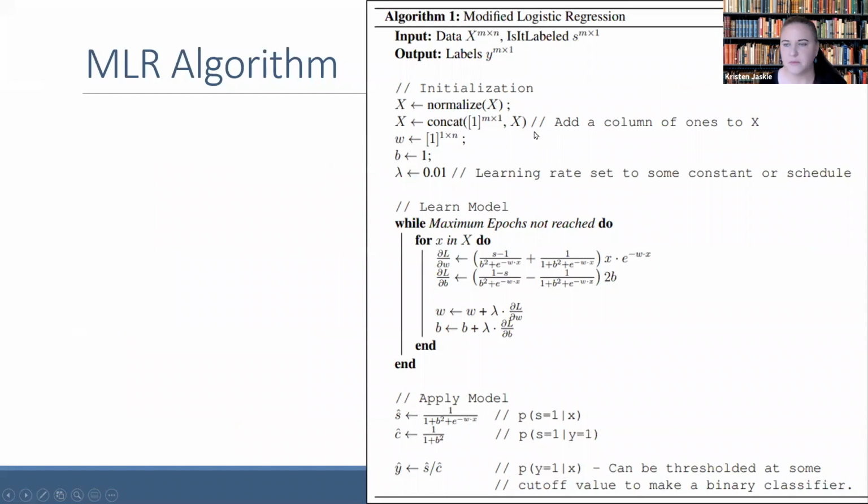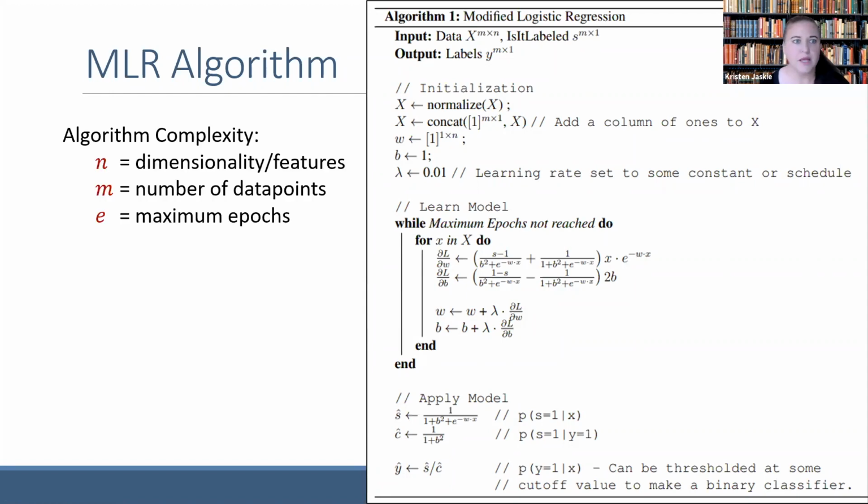This is the algorithm for modified logistic regression. We do a little bit of initialization. We go through those steps of repeatedly calculating those partial derivatives and doing an update. And then finally, we can apply the model and do the calculations to get the S, the C, and finally the Y. Now, what's nice is that this is going to have the same time requirements and space requirements as logistic regression, which is a very efficient algorithm.